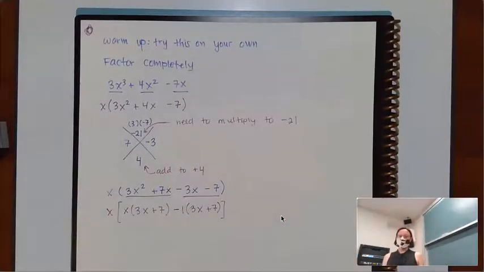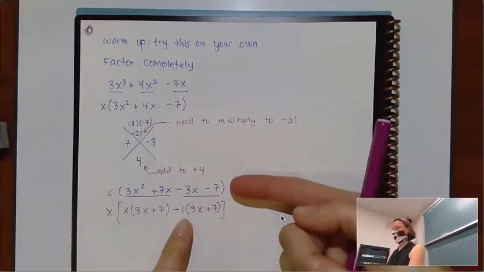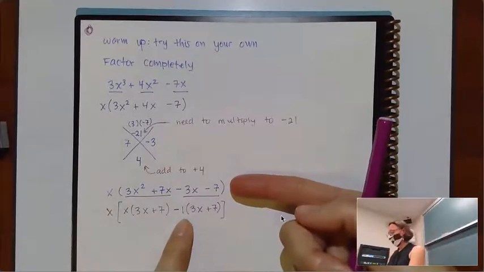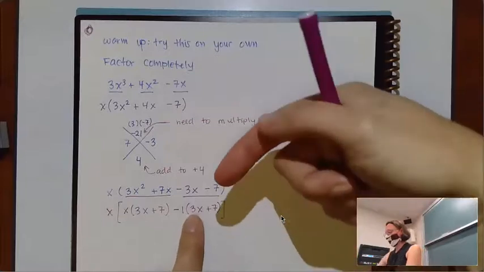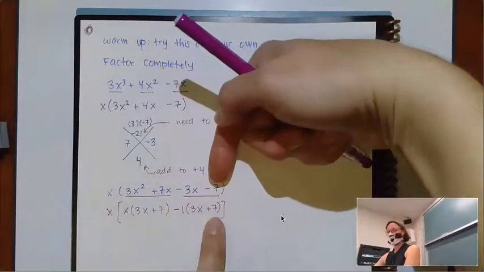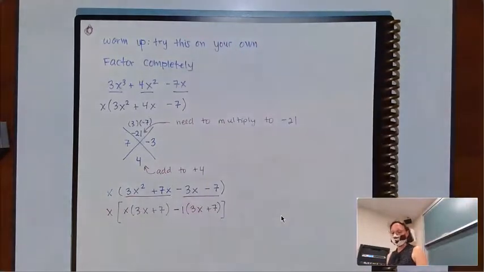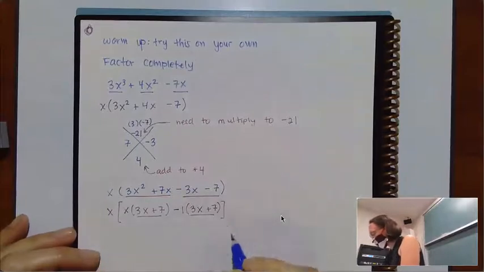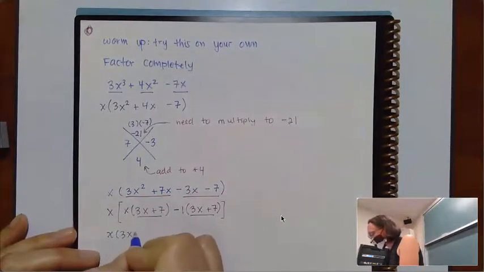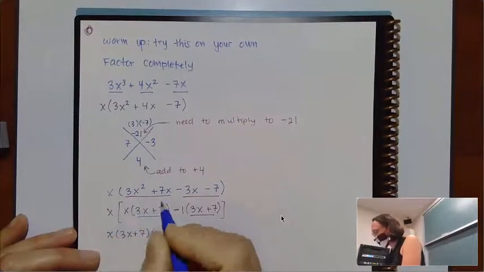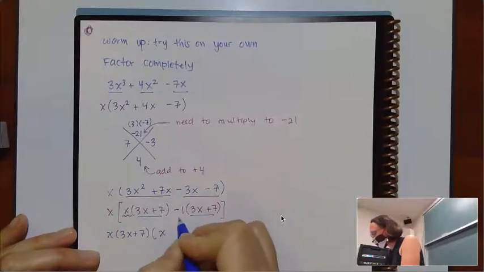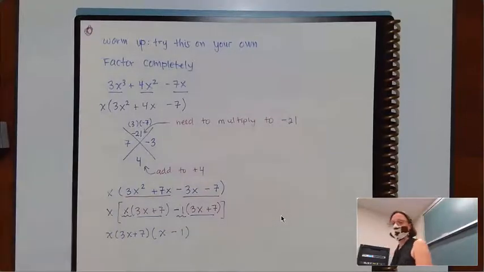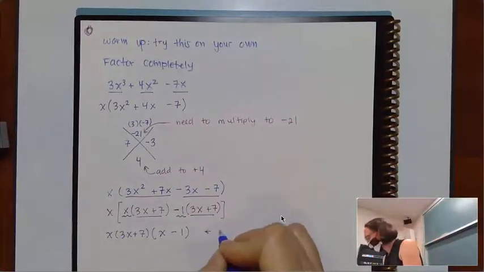Now remember, the whole idea with factoring is that if I were to multiply that back in, I should sort of get back to what I started with. So that's why if I distribute the -1 in, I'd get the -3x and the -7. Next step, I look at my 2 groups and I say they both have this 3x plus 7 in common. So I'm going to pull out that 3x plus 7. And then from the first piece, I'm just left with the x. And from the second piece, I've got that -1. And that would be my final answer of this is the completely factored form.